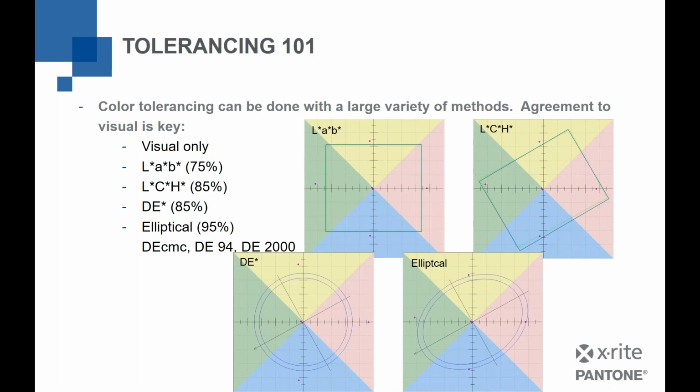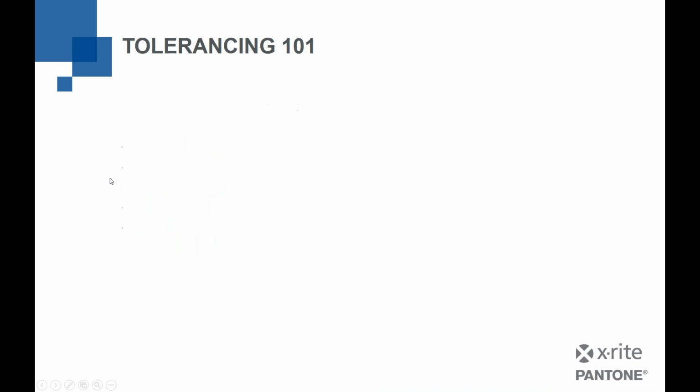So if you ever ask us at X-Rite what we would recommend as a tolerance type, we're almost always going to drive you toward an elliptical type tolerance because of the better agreement with human vision. The reason I say almost always is there are always exceptions to the rule. All right, so let's assume we've selected an elliptical tolerance. We're going to move on.